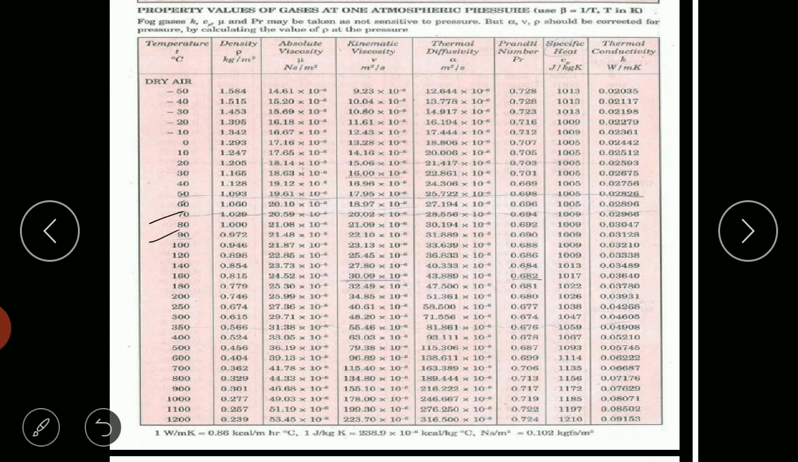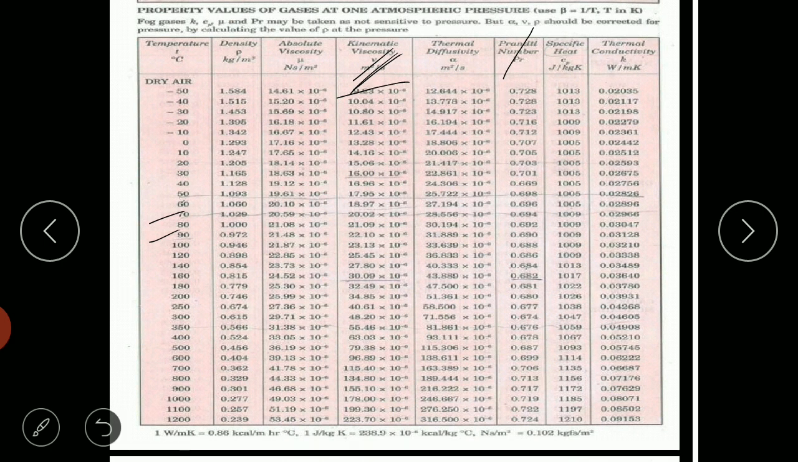Which properties are we noting down? We are noting down the kinematic viscosity, the Prandtl number, and the thermal conductivity. These three properties we are noting down from the property values of gases at 1 atmospheric pressure. You can see this. We are referring to page number 34 from the 8th edition. I hope that is clear. This is how we note down the properties which are required to solve the problem.